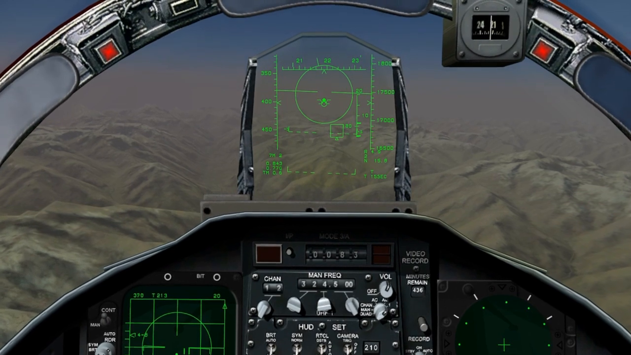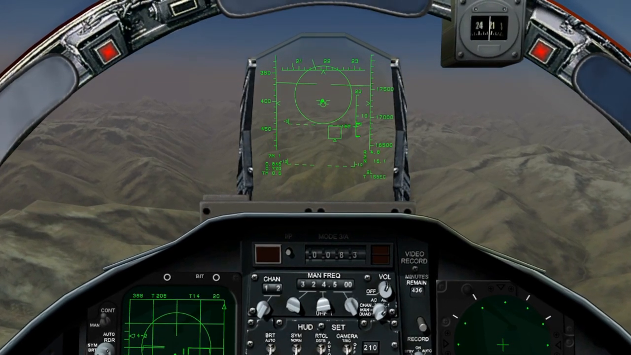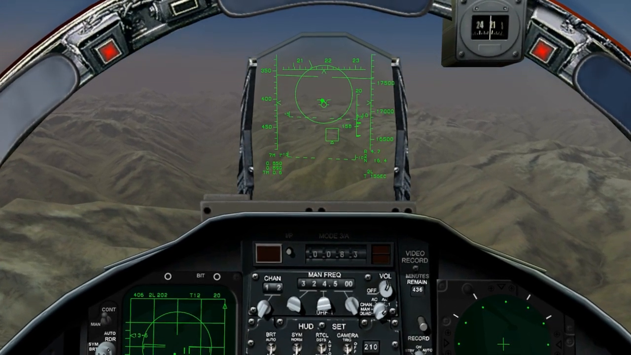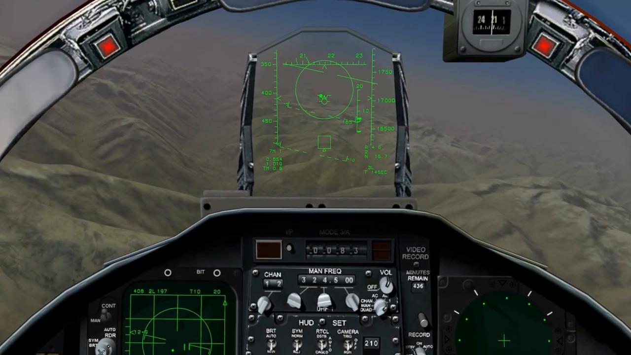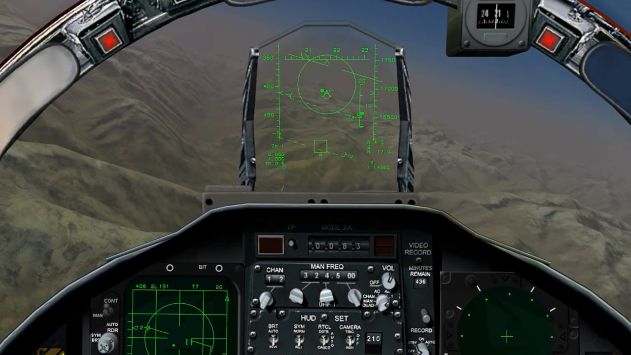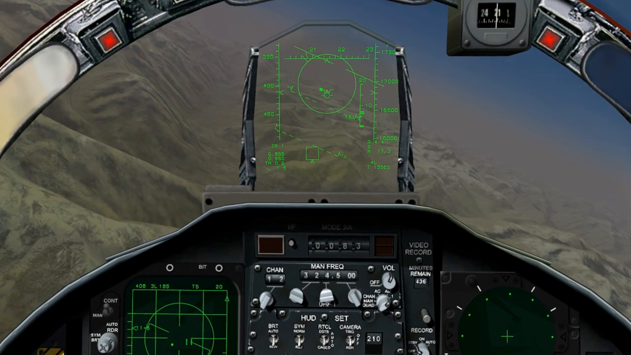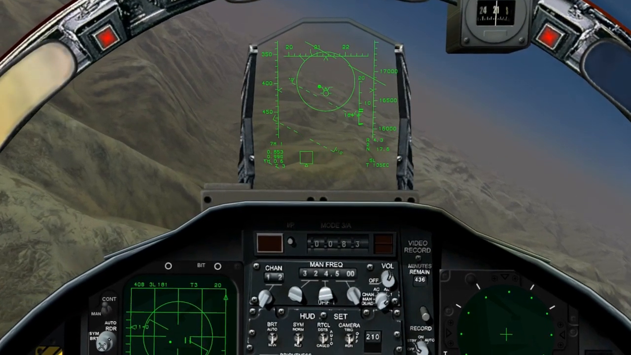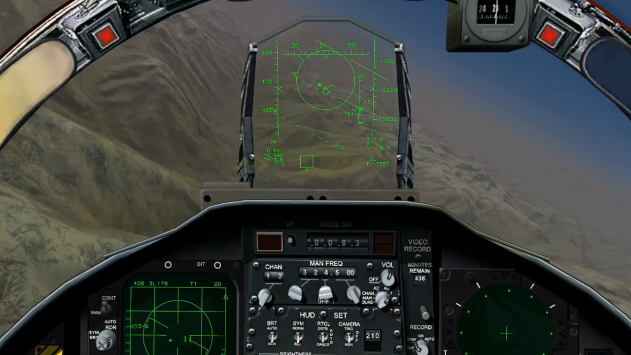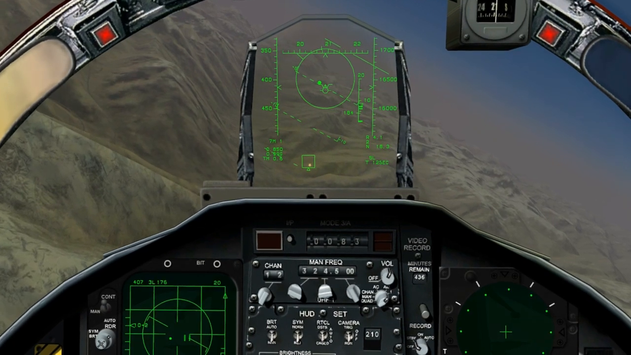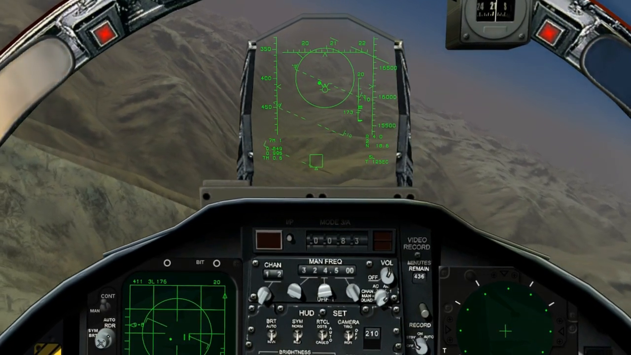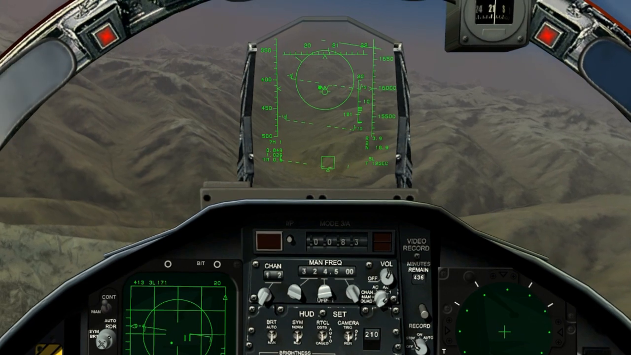Once you're ready to fire, push the pickle button. Fox 1. The AIM-120 Sparrow requires that we maintain lock all the way to impact. This is the same for all semi-active radar homing missiles. In the bottom left of the HUD, we have a time to impact timer. Right on time. Splash 1 IL-76.